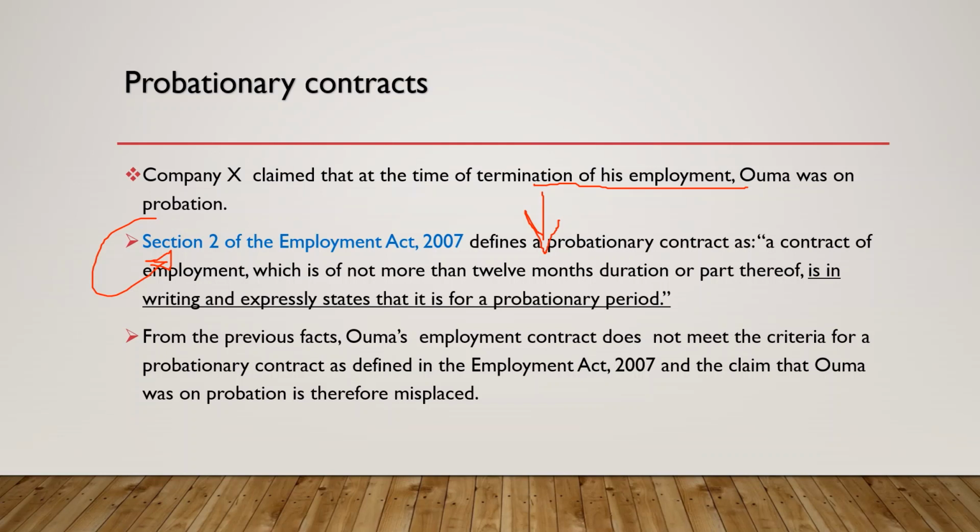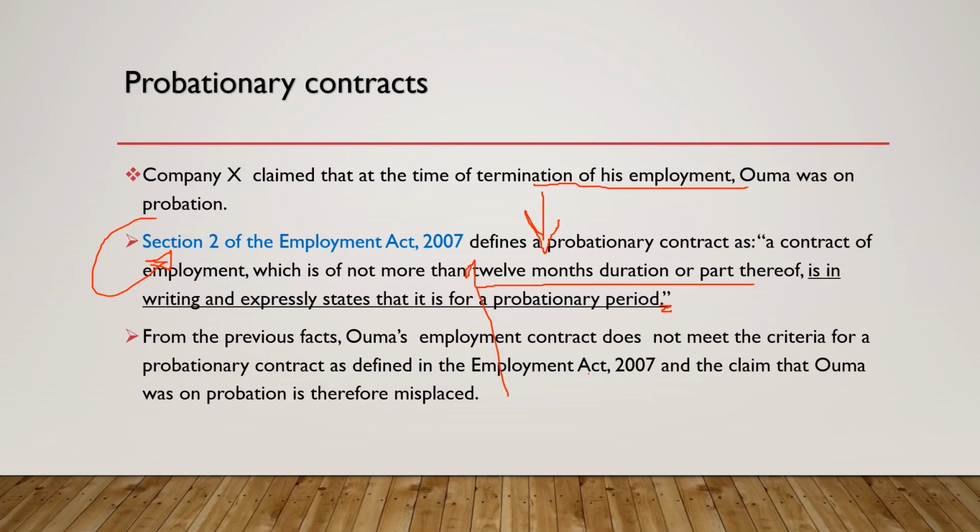Now, as far as a probationary contract is concerned, this kind of contract is not more than 12 months in terms of time, and it must be in writing, and it must actually expressly state that it is for a probationary period. Now, by just looking at this definition and from the previous facts regarding Ouma's case, his employment contract does not meet the criteria for a probationary contract, referring to what we just described.